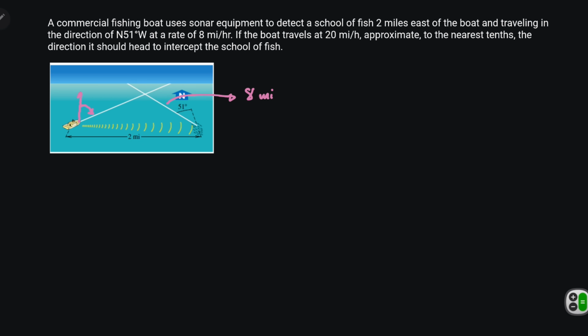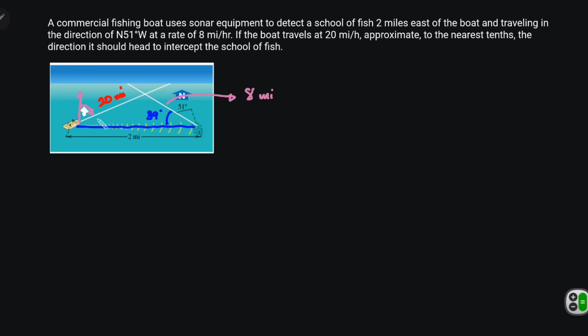Let me use a brighter color. Yes, we're at 20. All right, 20 miles. Okay, so we have 20 miles, 8 miles, 2 miles, and we have an angle, if you notice. Because if this is 51 and we form a right angle here, then 90 degrees minus 51 will be 39 degrees, right? So this is 39 degrees. All right, let me complete the triangle here so you can see it better. All right, so the thing that we're looking for is this angle here outside, right?